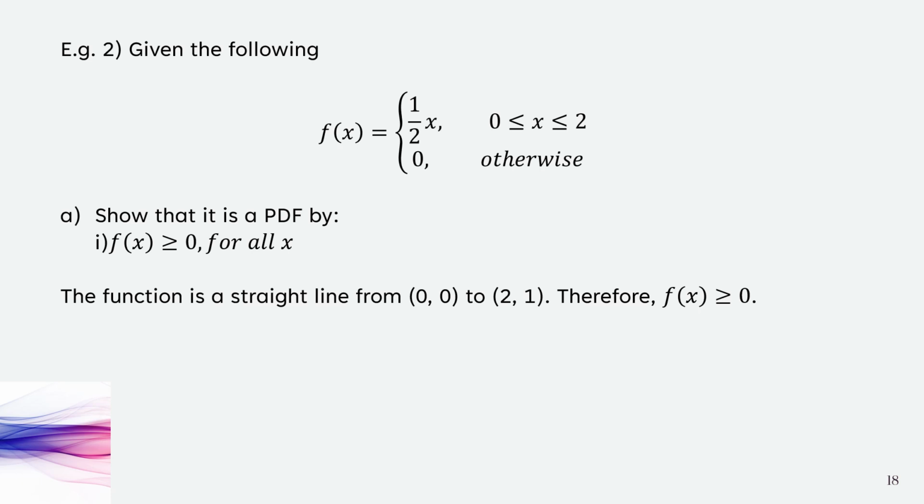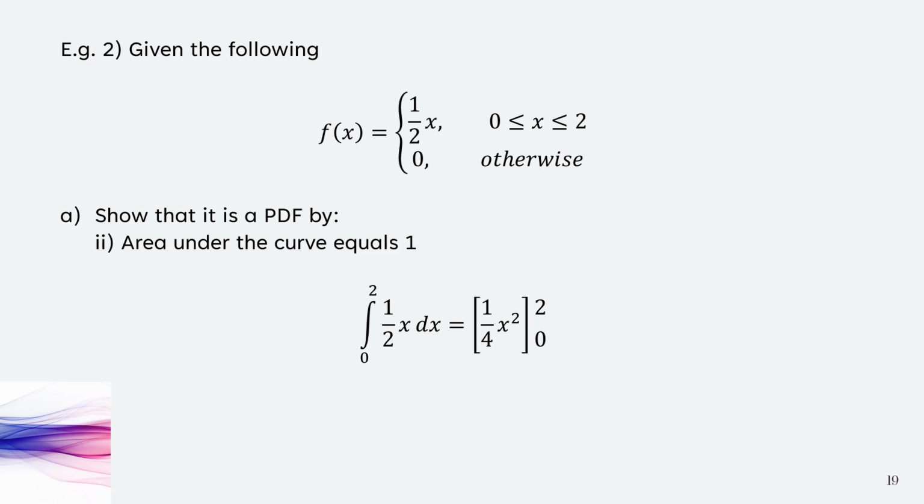So this function's a straight line. It goes from (0, 0) to (2, 1), so therefore it is above the x-axis. At 0, it's equal to 0 when you sub 0 in for x, and when you sub 2 in, you get 1. So therefore it is above the x-axis. You could graph it, which would be another way of showing it.